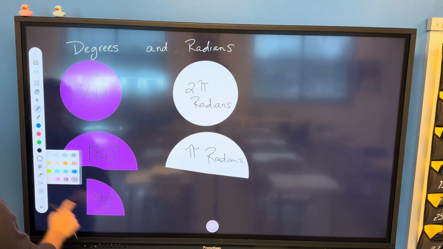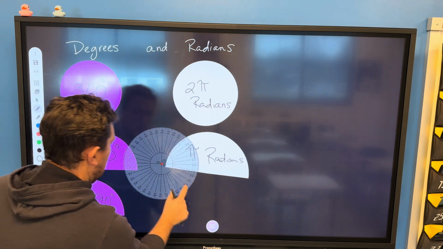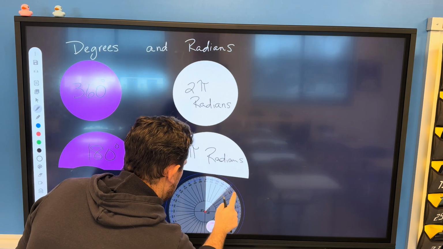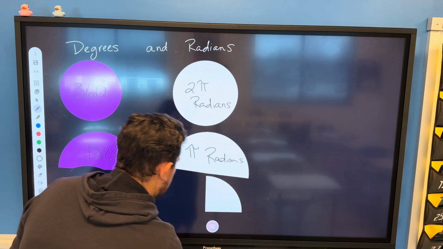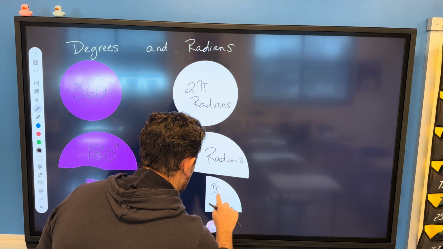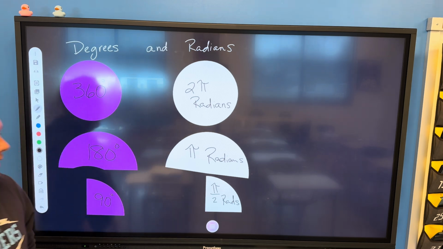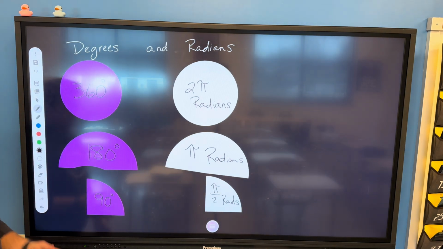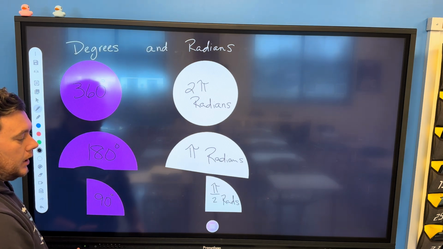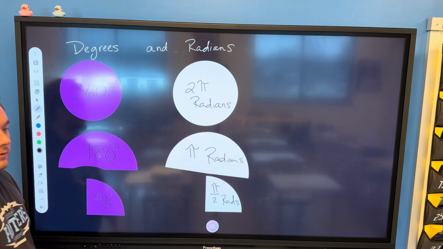So in radians, 90 degrees would be pi over 2 radians. And I'm going to put rads because I can't fit it, but you get the point, right? As we keep cutting that in half and in half and in half, our radian is also getting cut in half, right?